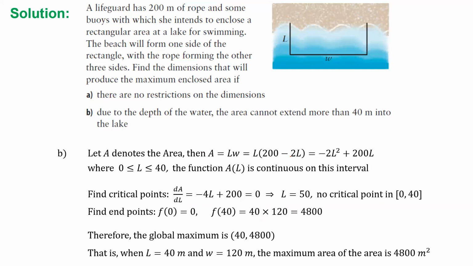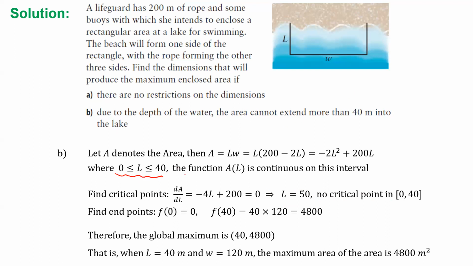First of all, A can still be expressed by negative 2L squared plus 200L. But this time, the limitation for L is between 0 and 40 inclusive. Then this function is a polynomial function, specifically a quadratic function, which is continuous on this interval. Again, we find its critical points. We already know the critical point is when L equals 50. Therefore, there is no critical point in this interval.